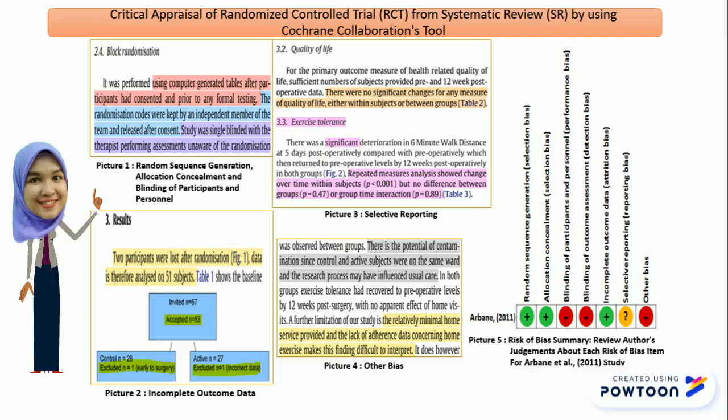And for the last domain, which is other bias, this study has high risk of bias because Arbin et al. has mentioned about the potentiality of contamination since control subjects and intervention subjects were on the same ward and the research process may have influenced usual care.